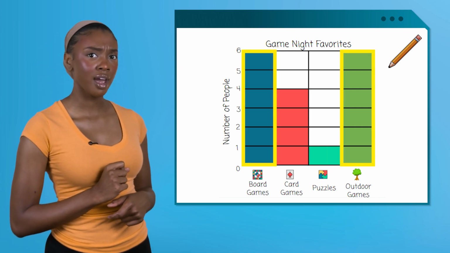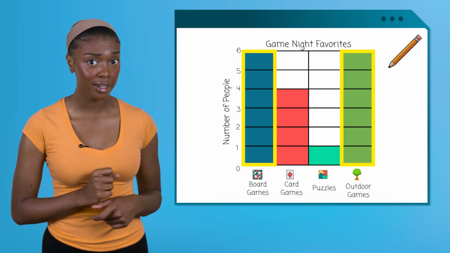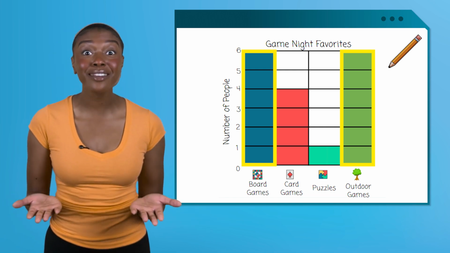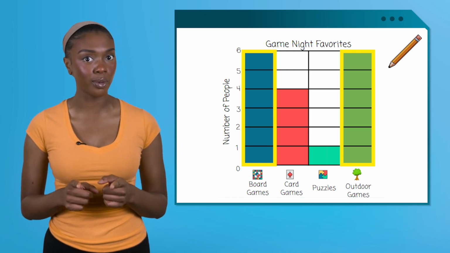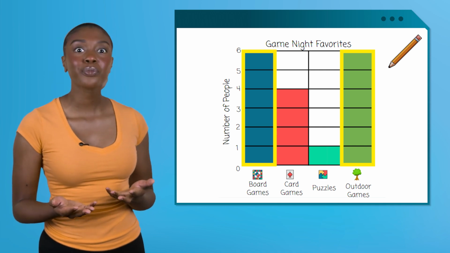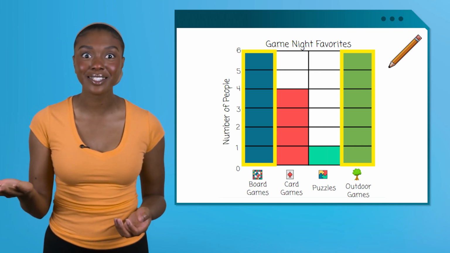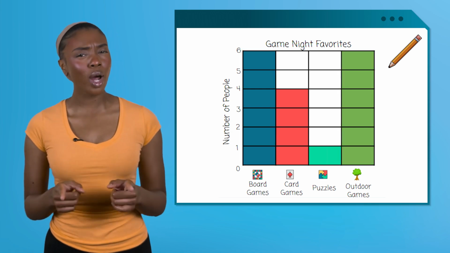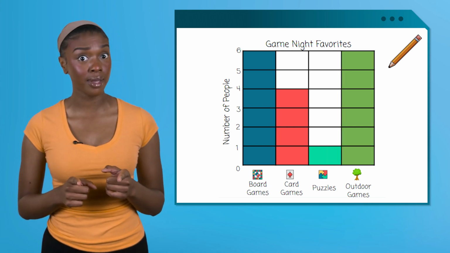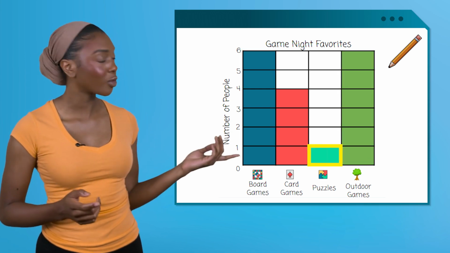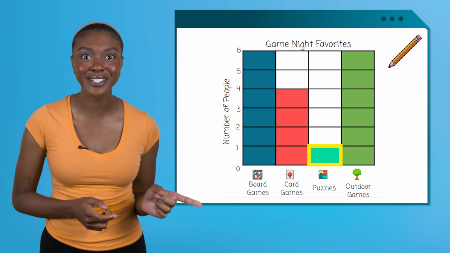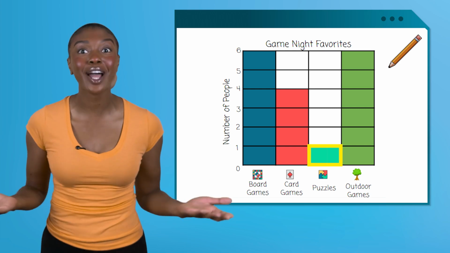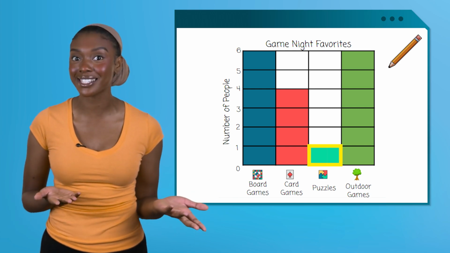Wait, are you seeing what I'm seeing? 2 bars are the same height. That means the same number of people like board games and outdoor games. It's a tie with 6 family members each. What about the least popular game? Right, puzzles have the smallest bar. Only one of her family members likes puzzles, which helps Mia know to pick other games instead.